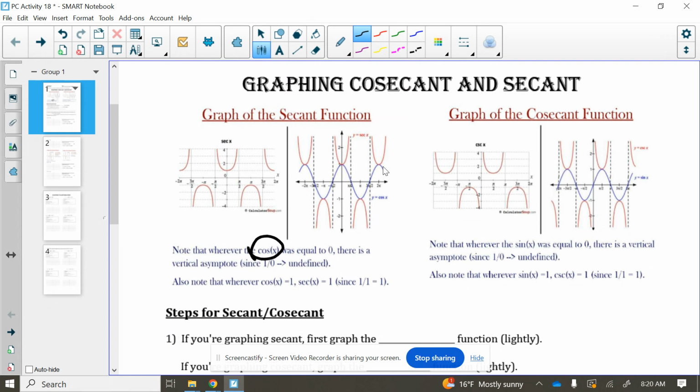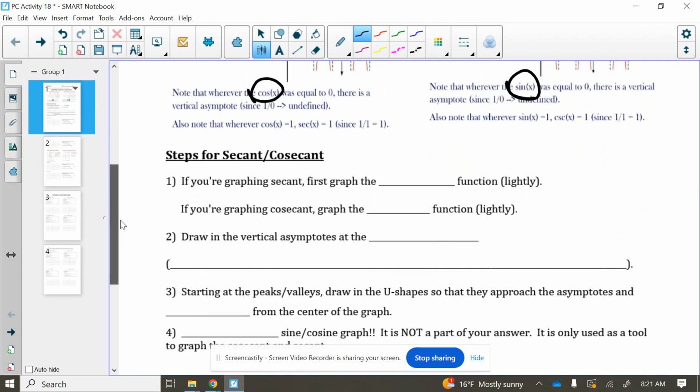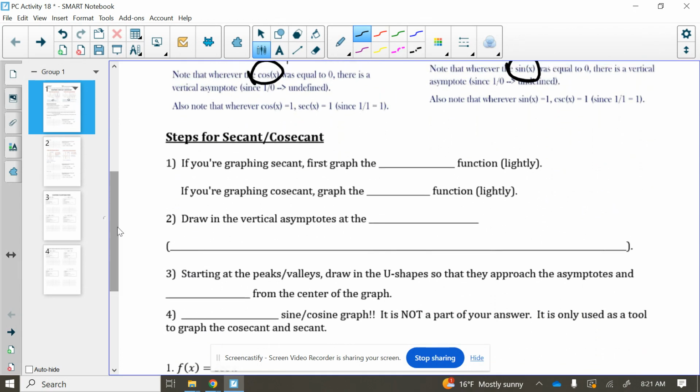Same kind of idea with the cosecant graph. We look at the sine graph, and anywhere again with our sine graph that we have a max or a min, we see a parabola. Anywhere we are touching the midline, we have a vertical asymptote. So what we notice is as we graph these two reciprocal functions, we're really focusing on graphing our two parent functions here: cosine if we are graphing a secant graph, or the sine graph if we are graphing cosecant.